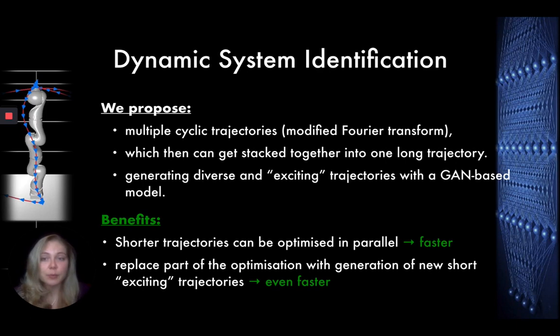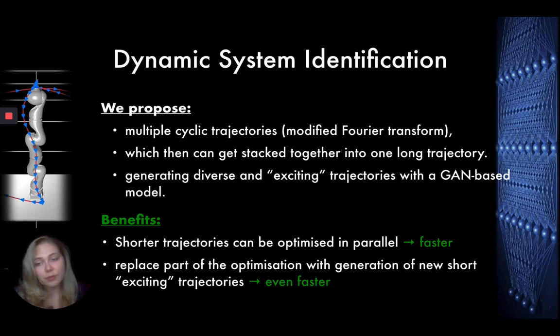Instead, we propose to use multiple cyclic trajectories using modified Fourier transform. Such trajectories can later be stuck together and represent this one long exciting trajectory. Then further, we propose to generate these trajectories with GANs, models that are known for their diverse and realistic generation.